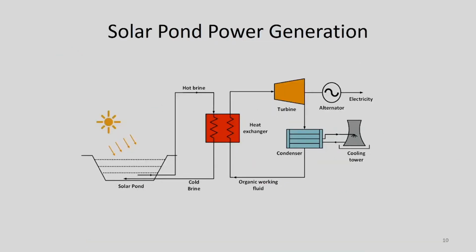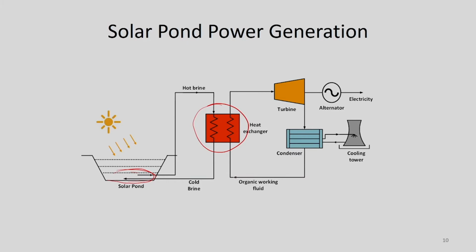And this arrangement, what is shown here, is the use of a solar pond for power generation. So here what happens, collection and storage will be there, and then we can circulate cold brine and then hot brine will move out, and there will be a heat exchanger. Okay, heat will be exchanged from this hot brine to the organic fluid used in the secondary cycle. So this may be ammonia.